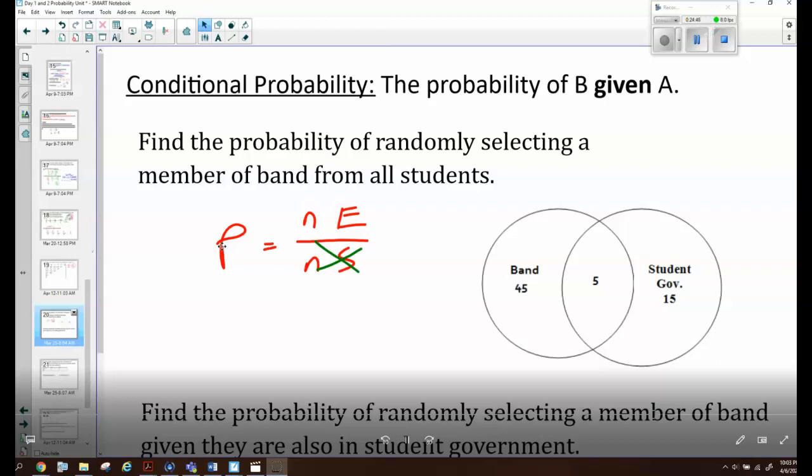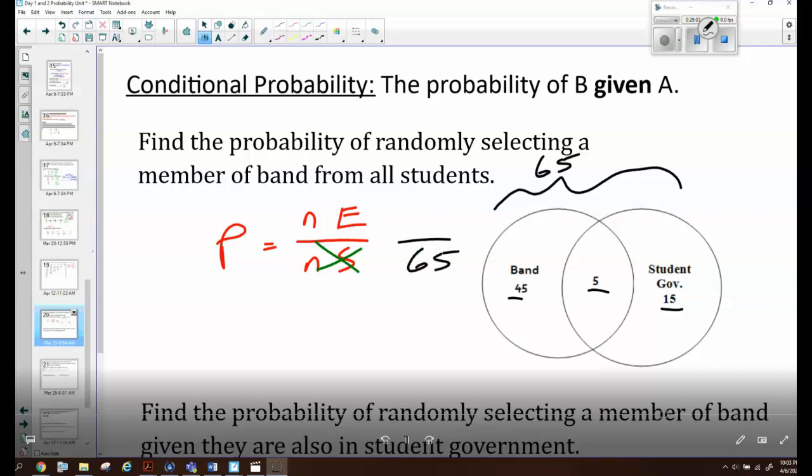Okay, let's take a look at this. Find the probability of randomly selecting a member of the band from all students. Now, this is a Venn diagram. Learn how to read them. How many students do we have? Well, we got 45 in this pocket right here. We got 5 right here and 15 right here. Let's see, I do some quick math. 50 plus 15. I think we have 65 students right here. So, sample space is 65.